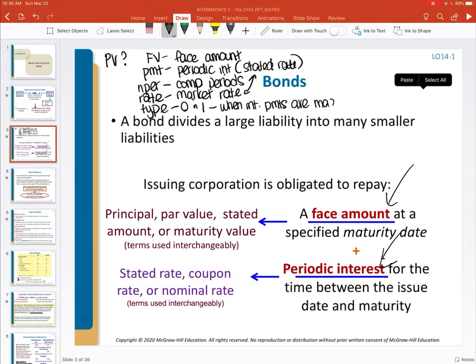If the interest payments are made at the end of every period, then that's an ordinary annuity, and we're going to use a type of 0. If the interest payments are made at the beginning of each period, that's an annuity due, and our type is going to be 1.